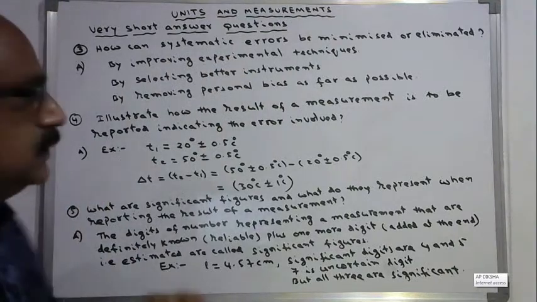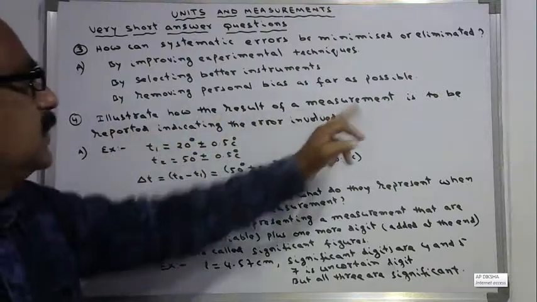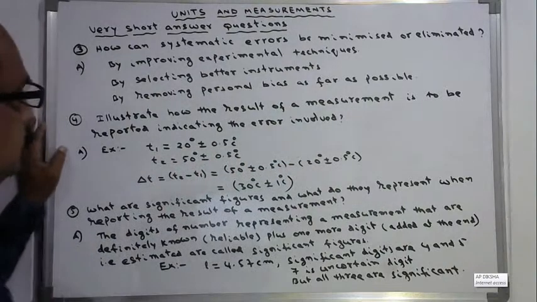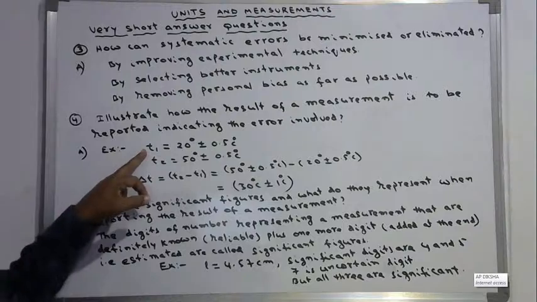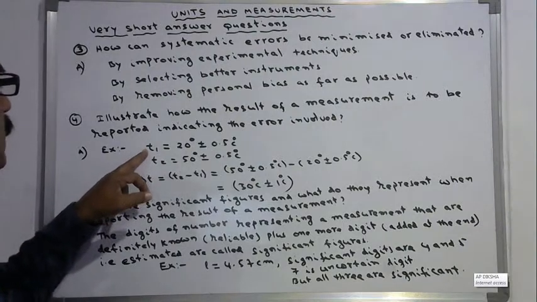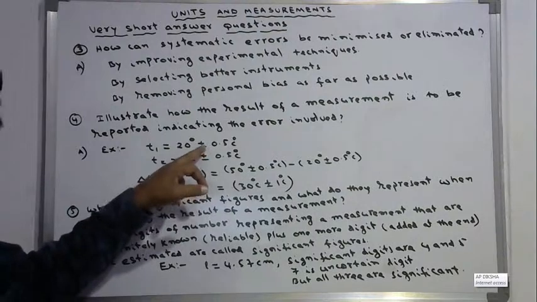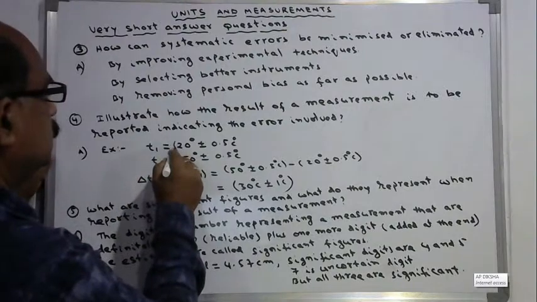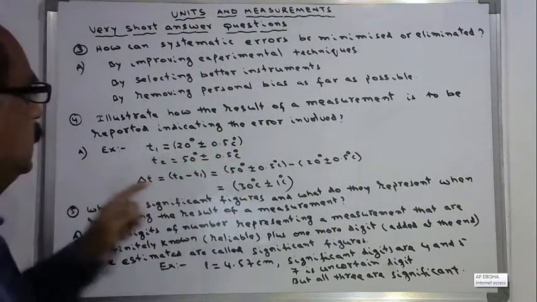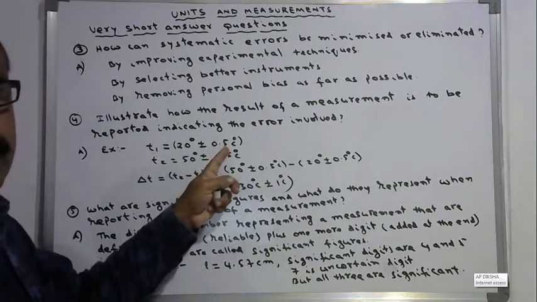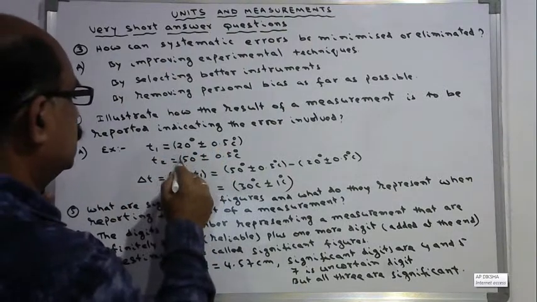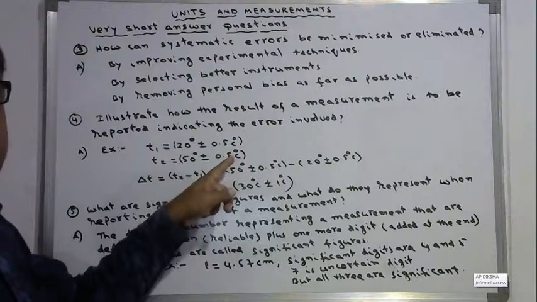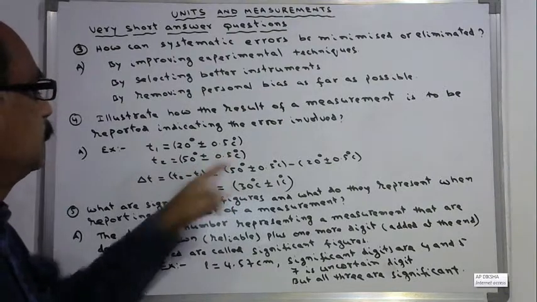And the fourth question: illustrate how the result of measurement is to be reported indicating the error involved. Say, for example, in this question we have the temperature of one body as 20 degrees plus or minus 0.5 degrees centigrade. This is the way in which we represent the measurement including the possible error. And the temperature of the second body is 50 degrees centigrade plus or minus 0.5 degrees centigrade. This indicates error.